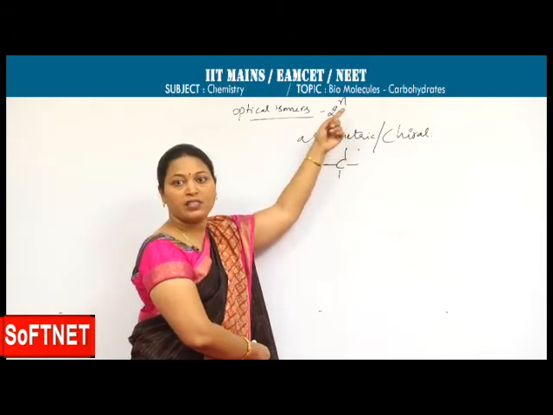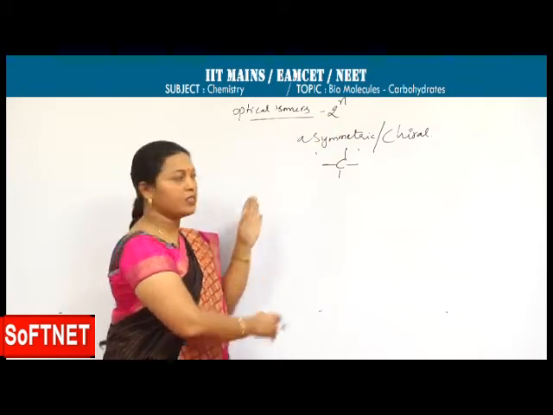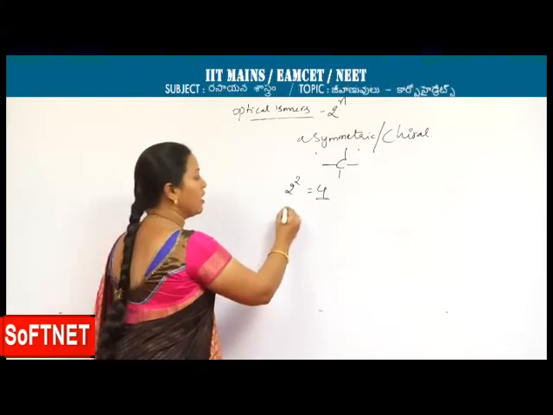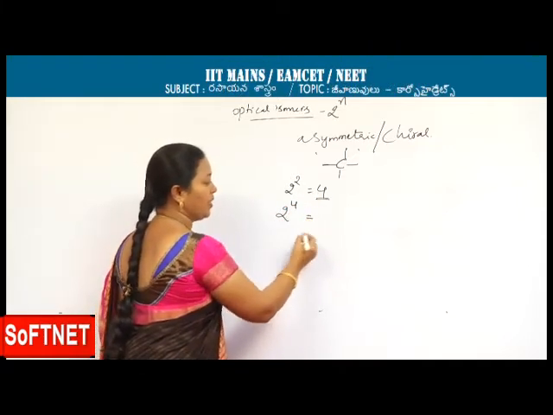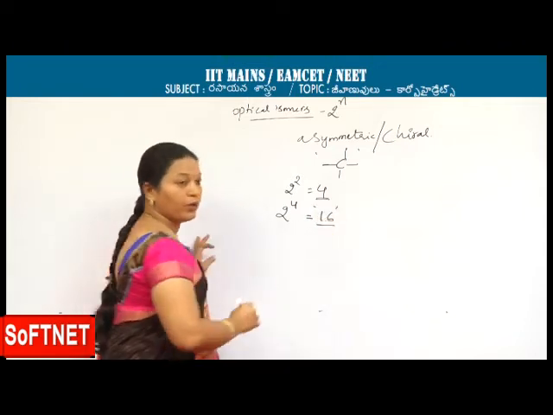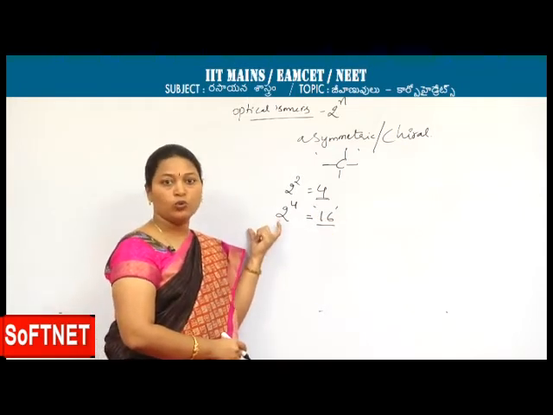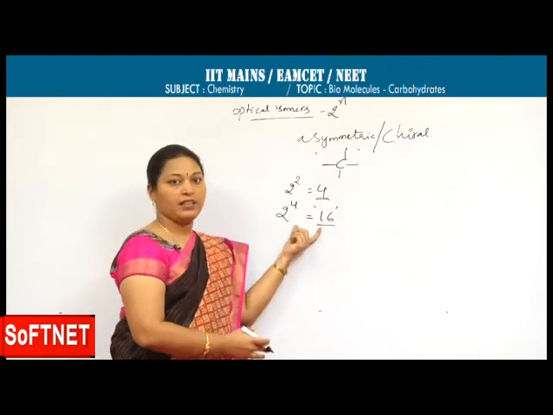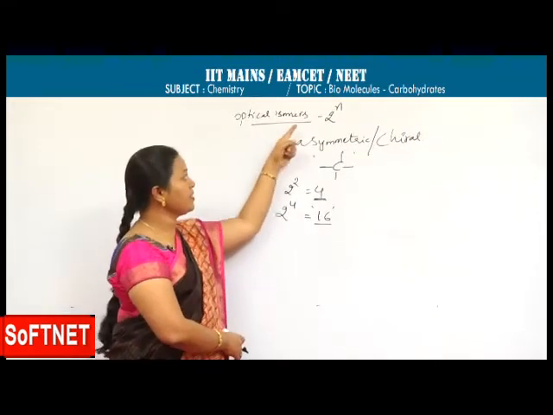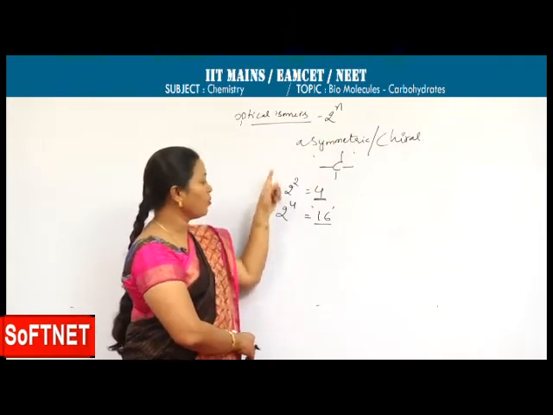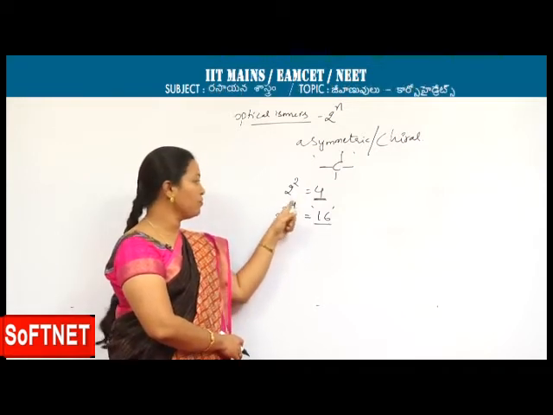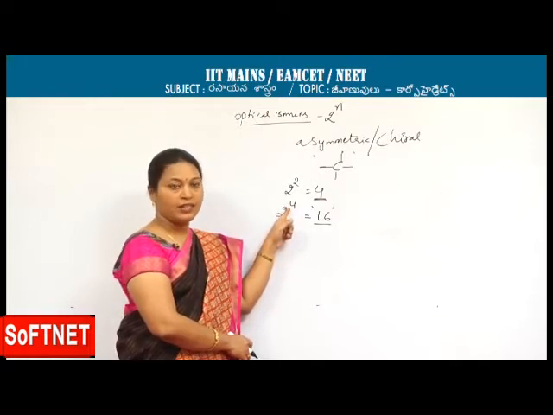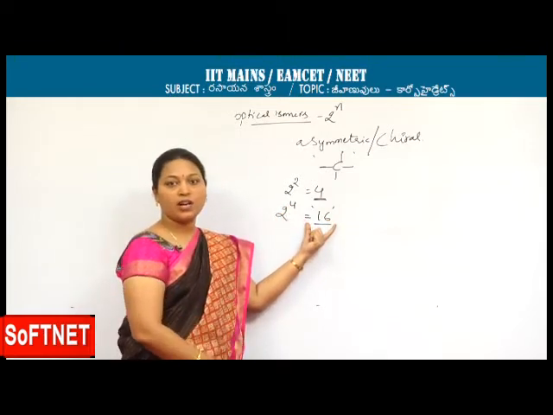If the number of chiral carbons is 2, we will get optical isomers 2 to the power 2, so 4 optical isomers. In our glucose, chiral carbons are 4, so optical isomers are 16. The number of optical isomers in glucose is 16 based on this formula, and how we get it is not in our syllabus. Based on the existence of asymmetric carbons, we get the optical isomers. Glucose has 2 to the power 4, meaning 4 asymmetric carbons are there. I will show how the asymmetric carbons are present, and the number of optical isomers in glucose is 16.